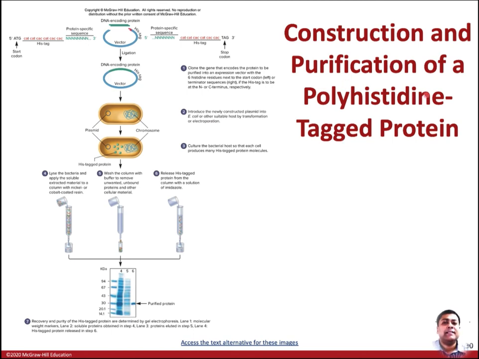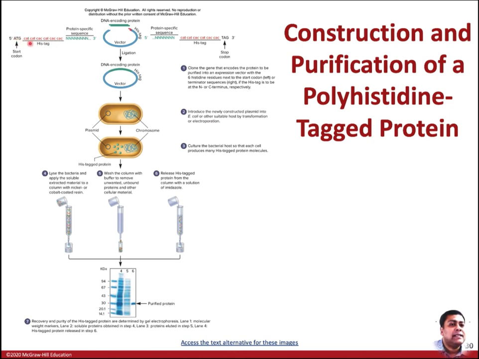So what is a polyhistidine? Usually it is a 6-histidine that you add either at the 5' end of the gene or at the 3' end of the gene. So think about this, that this is the protein specific. So these are two different things. This is your protein sequence. This is your specific sequence. And here is your start codon.